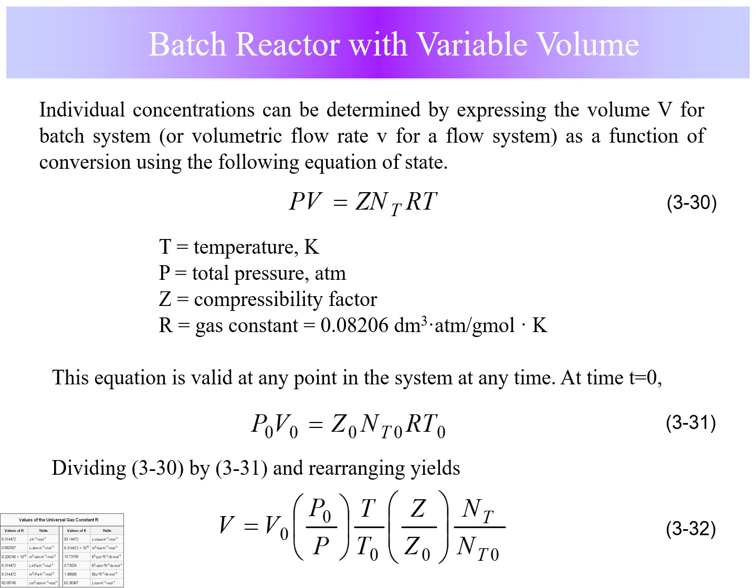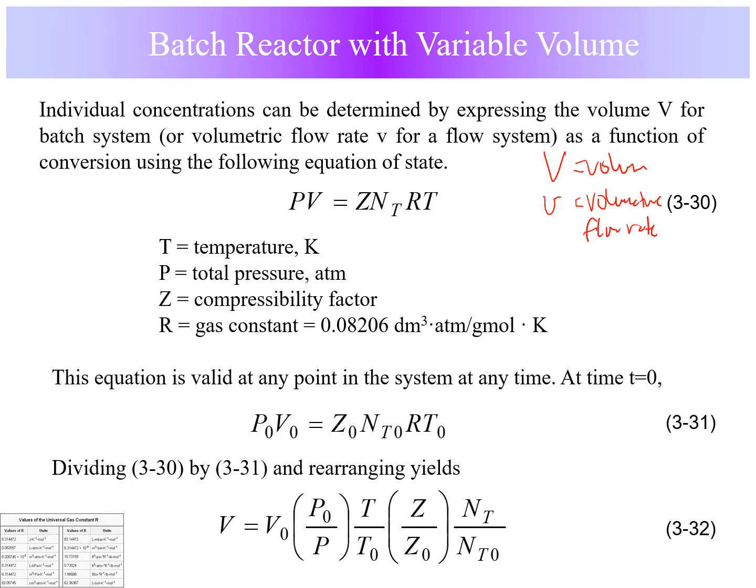Okay, now we move into the batch reactor with variable volume. Before this, you learned about the batch reactor with constant volume. Now it is variable volume, which means that there is a change in the volume. So individual concentration can be determined by expressing the volume V for a batch system or volumetric flow rate v. If you have a small letter here, it means a flow system. Don't get confused. V capital is for volume, and the small letter is volumetric flow rate.